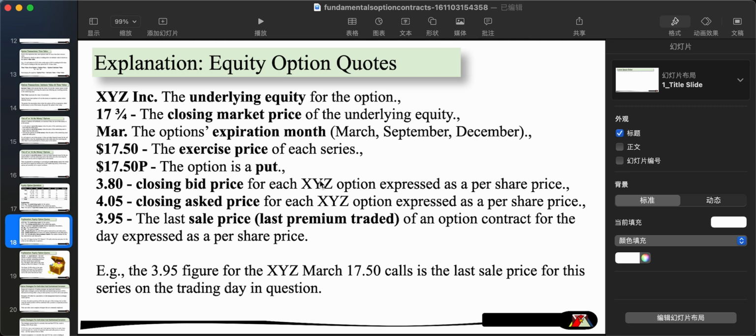3.95 is the last sale price, which is the last premium traded on an option contract for the day, expressed as a per share price. For example, the 3.95 figure for the XYZ March 17.5 call is the last sale price for this series on the trading day in question.